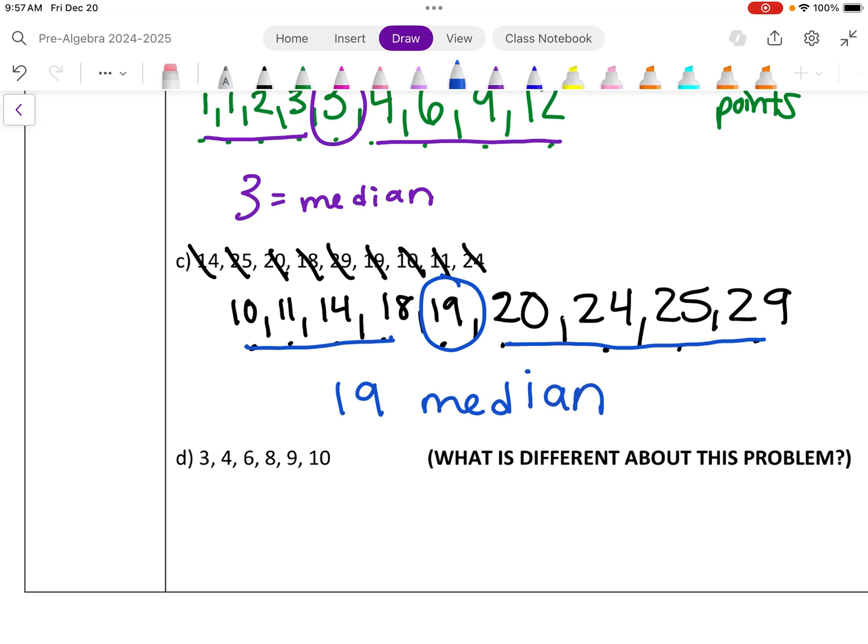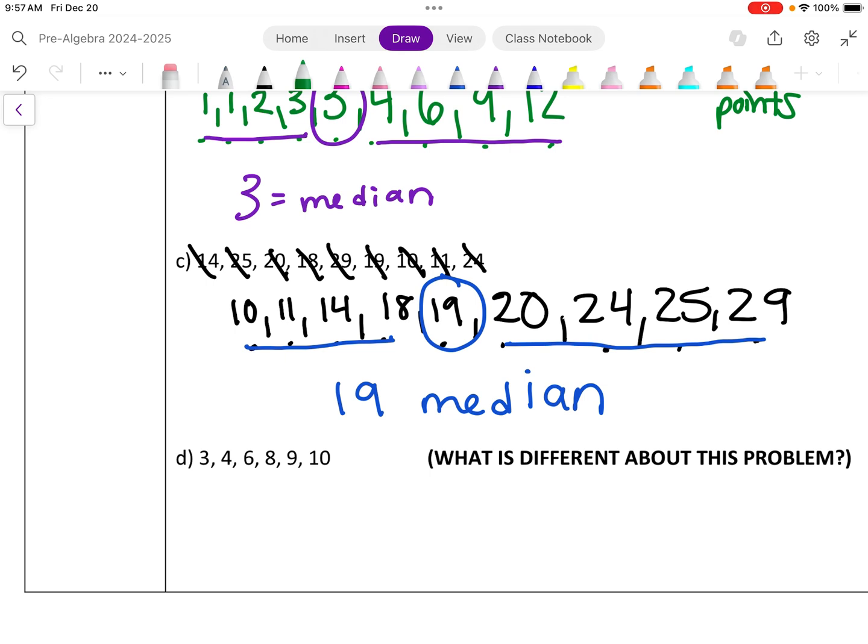So our median is telling us the middle data point. This is different than our mean, which is adding them all together and dividing by the number of things, which averages them. Okay? So we need to know the difference between the median and the mean.